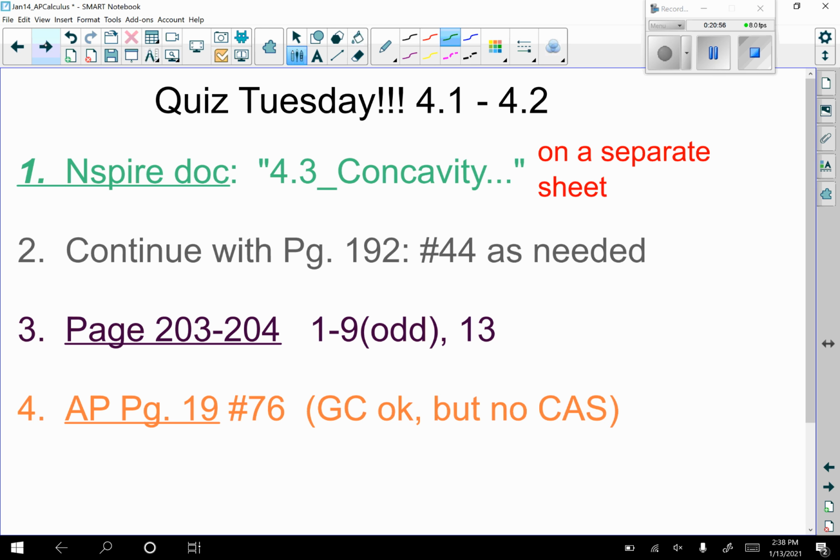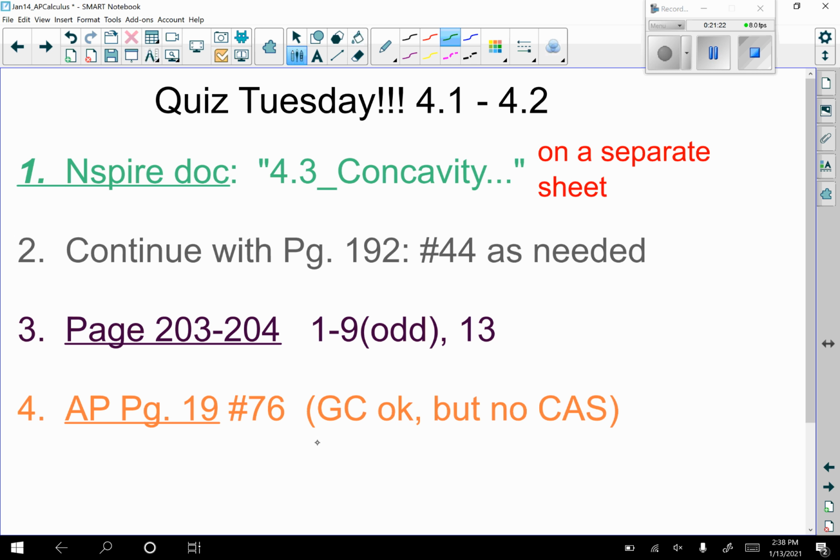All right, so attached to this post today in Classroom is the Inspire Doc 4.3. You just go through one more example, so please make sure you copy that down and try it out on a separate sheet of paper. Please continue with that number 44 as needed. Now on pages 203 to 204, 1 through 9 odd, and number 13. And then from the AP practice problems, number 76 off of page 19.